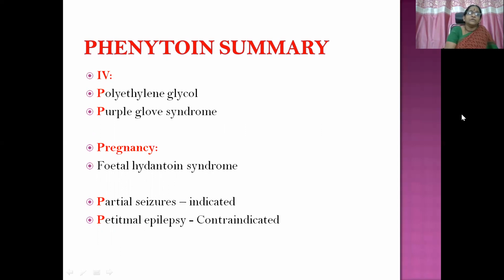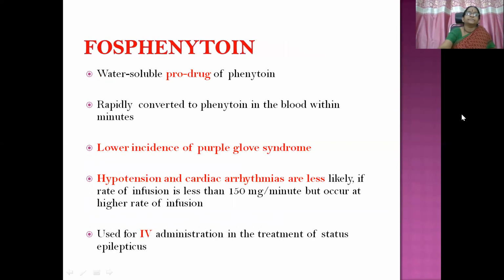Then IV also, P, it is a polyethylene glycol combination, and purple glove syndrome. Pregnancy, fetal hydantoin syndrome, because it belongs to the hydantoin derivatives. Then indicated in partial seizures, contraindicated for petit mal epilepsy. Both P. Like you will not have any confusion if you remember like that.